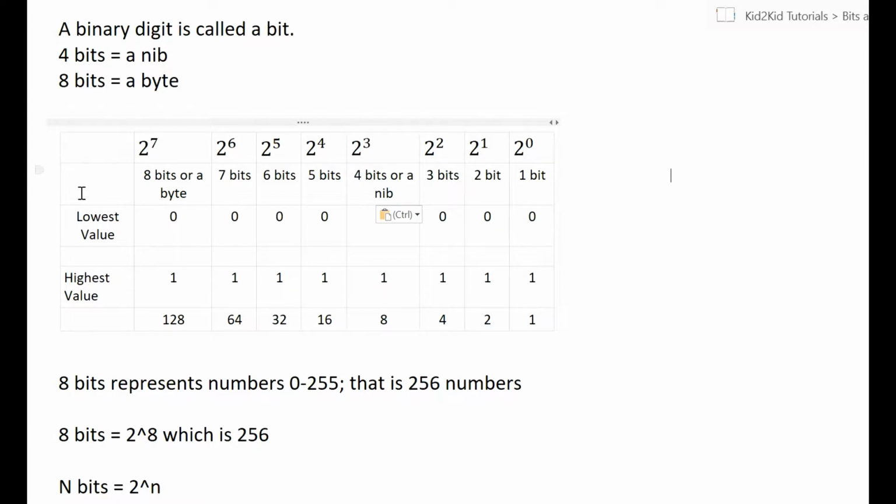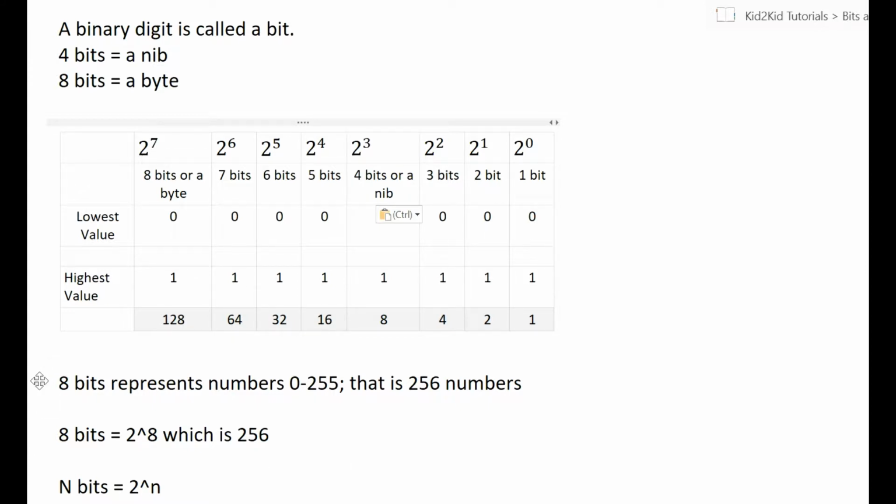So the lowest value for an 8-bit binary number is 00000000, because all of the bits are false. Therefore, we don't sum up any of the digits. The highest value is the opposite of that, which is 11111111. Since all the bits are true, we add up all the numbers: 128 plus 64 plus 32 plus 16 plus 8 plus 4 plus 2 plus 1.